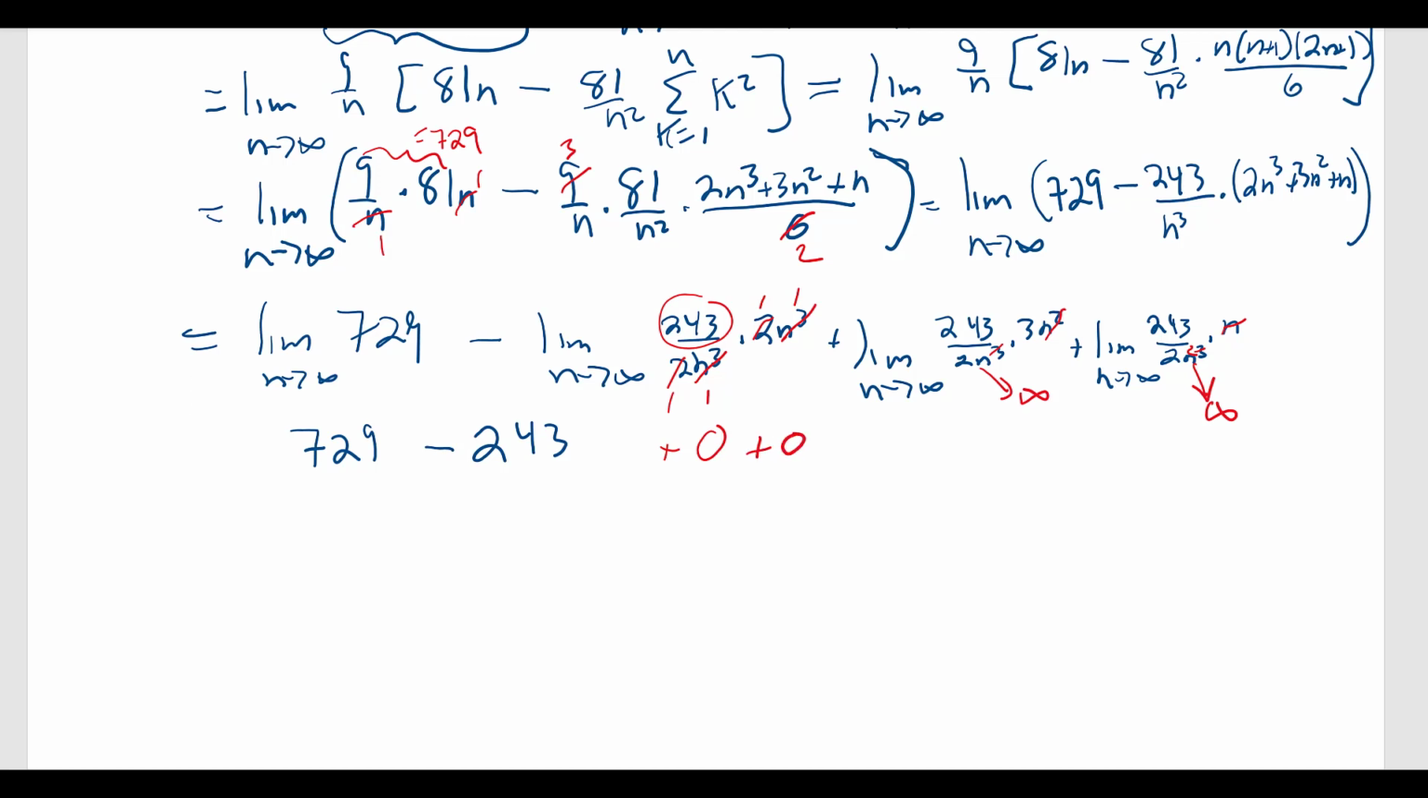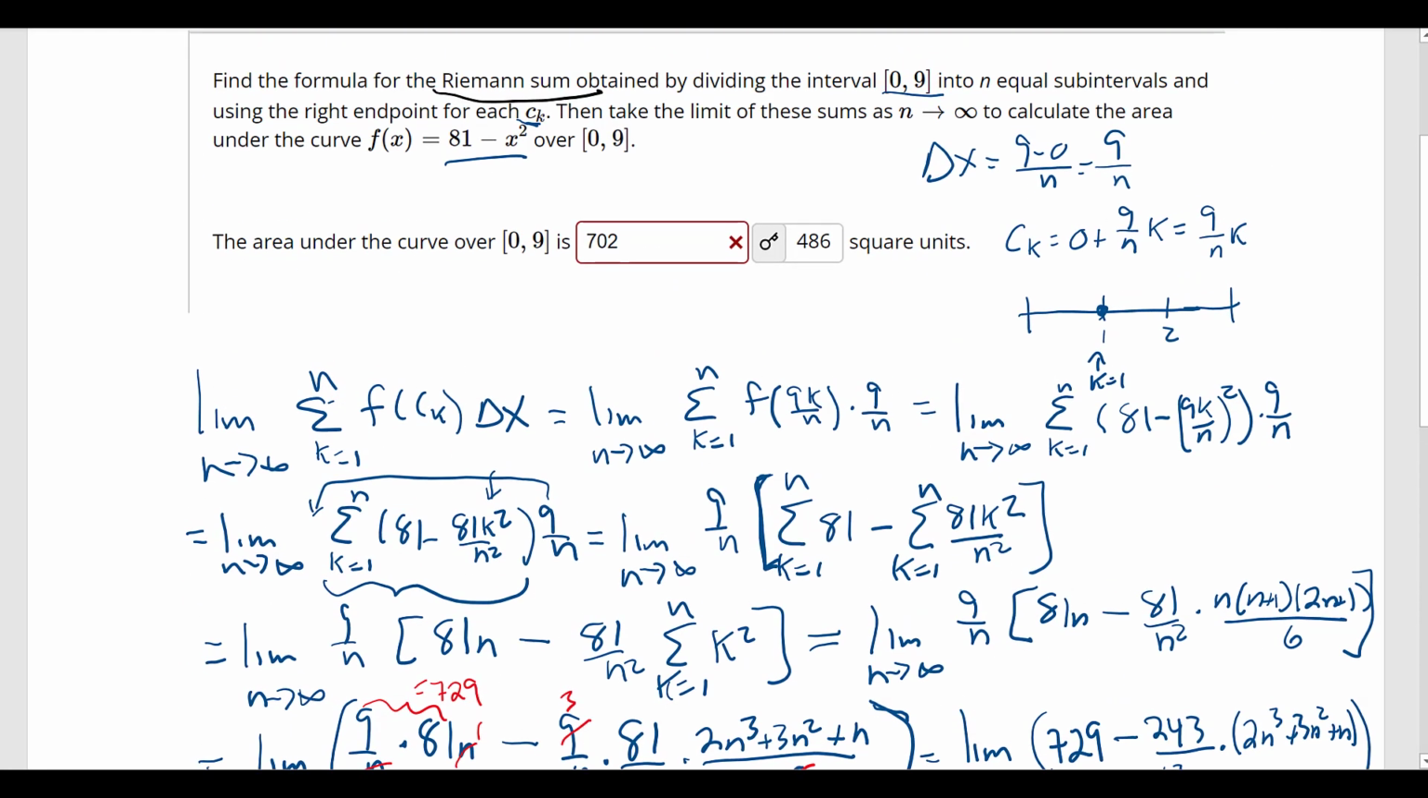So the result of this is 729 minus 243, which is, drumroll, 486. And that's the answer. Back up here, 486. Okay, hope that helps.